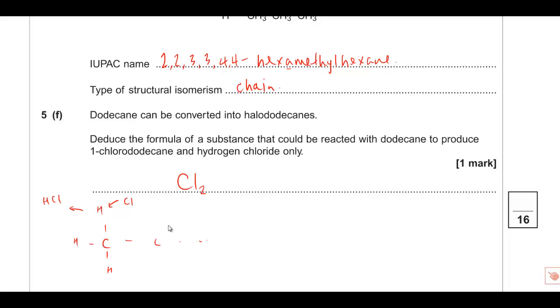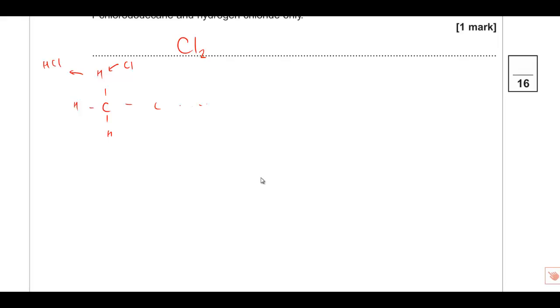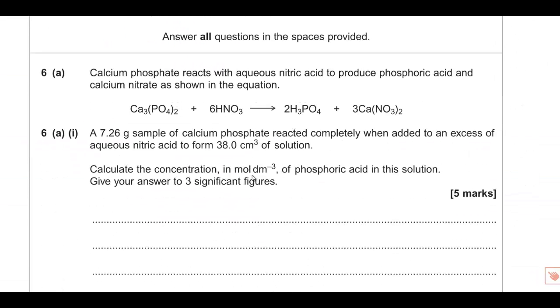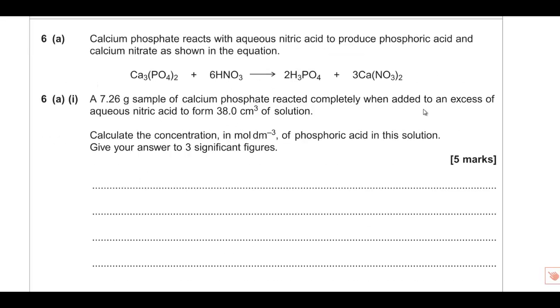But again, not too difficult really as far as questions go. So that was question 5, 16 marks, massive. We're on to section B, question 6. Calcium phosphate reacts with aqueous nitric acid to produce phosphoric acid and calcium nitrate as shown in the equation, which is this one right here. Oh, nice. A bit of calculation.